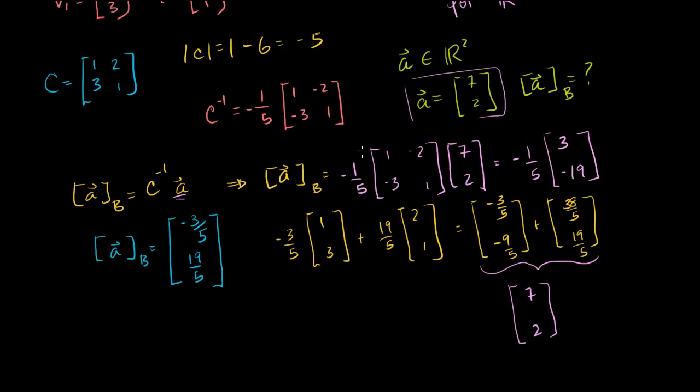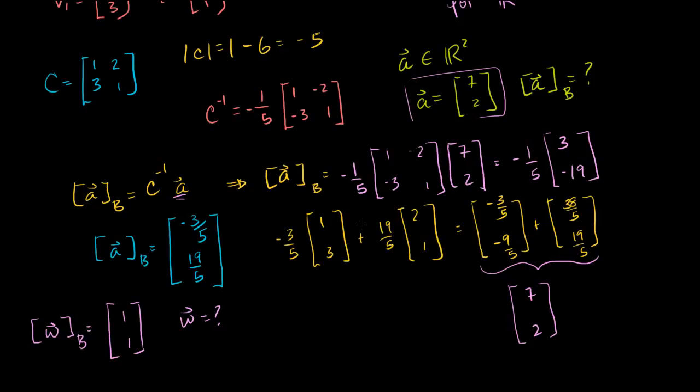So we see that A can definitely be represented as minus 3/5 times our first basis vector plus 19/5 times our second basis vector. Now, that was the case where we had some vector A and we wanted to represent it in coordinates with respect to B. What if we had the other way? What if we said that some vector W's coordinates with respect to B are, I'll do something simple, 1, 1. Then what is W in standard coordinates?